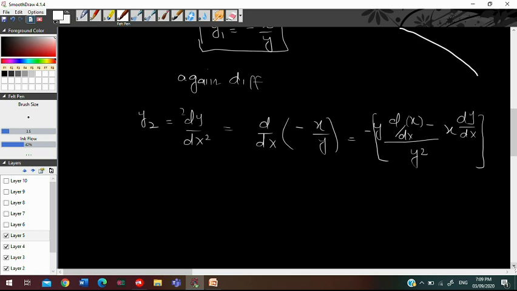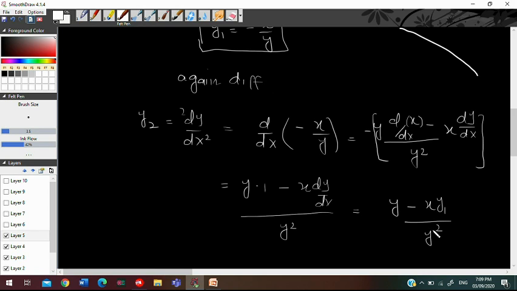Okay, now you know that d²y by dx² is (1 minus x dy by dx) whole divided by y square. Now in this part you have to find different values. This dy by dx is actually what? This is (y minus x y1) divided by y square. So substitute the different values.